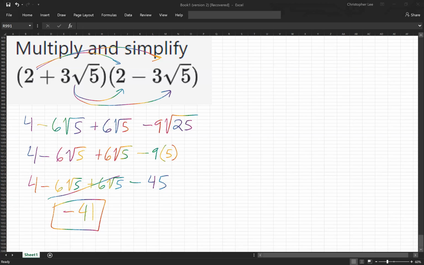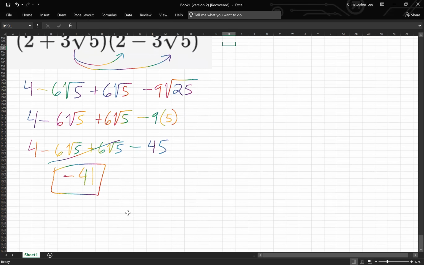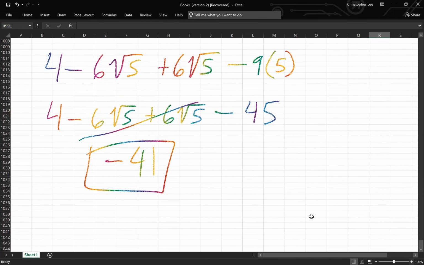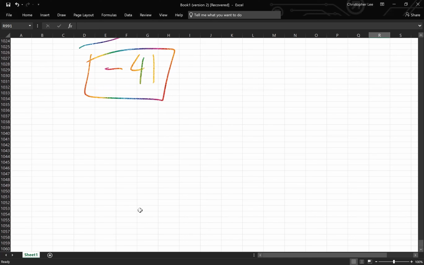Yo, I don't know, man. It's like the whole test just turned into radicals. At least we know now, though. Yo, make sure y'all study your radicals.